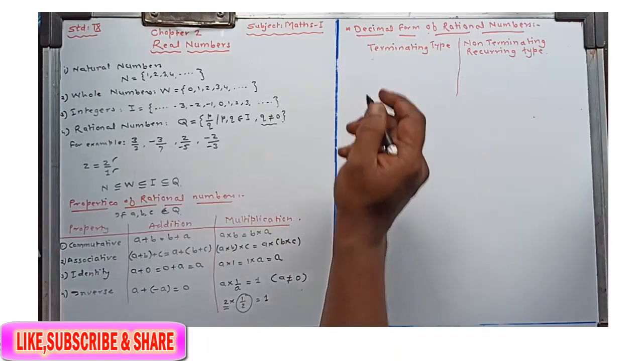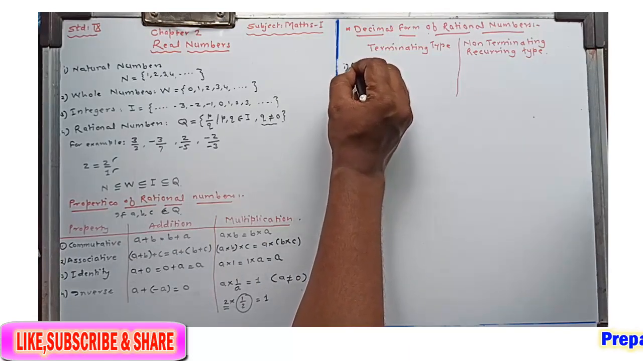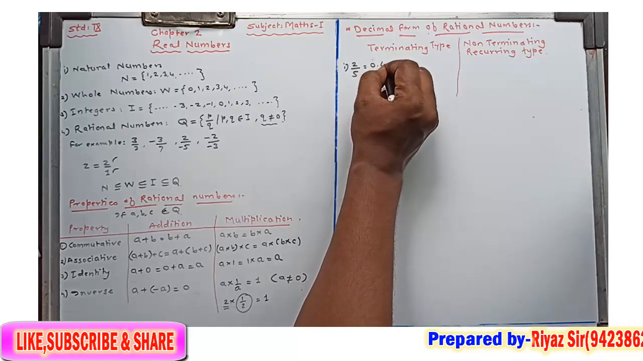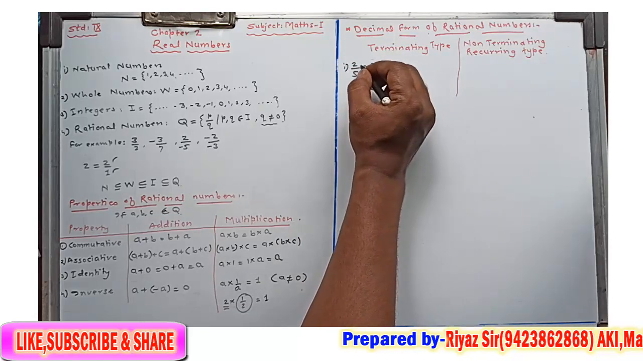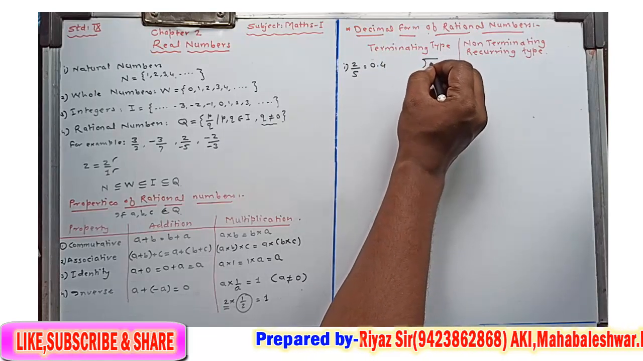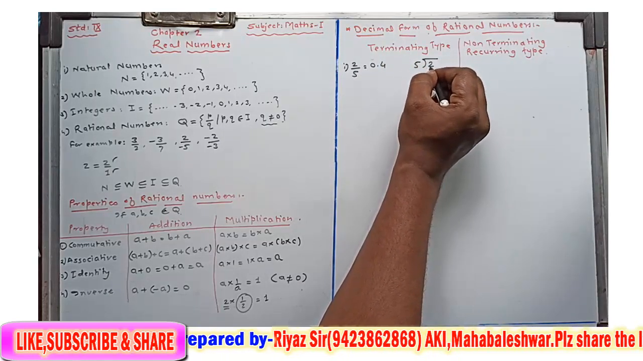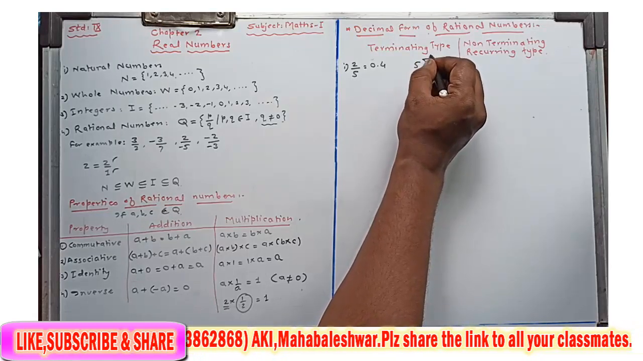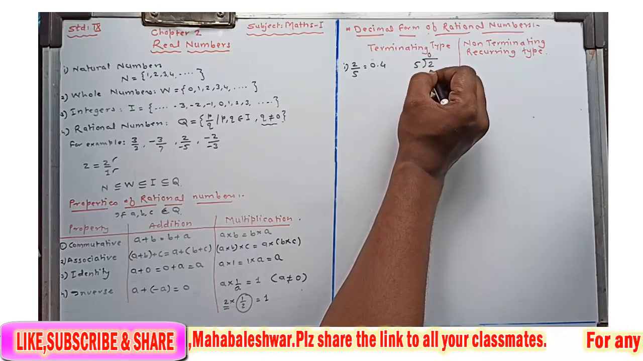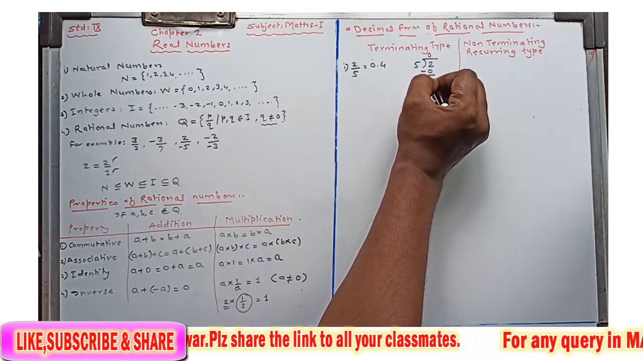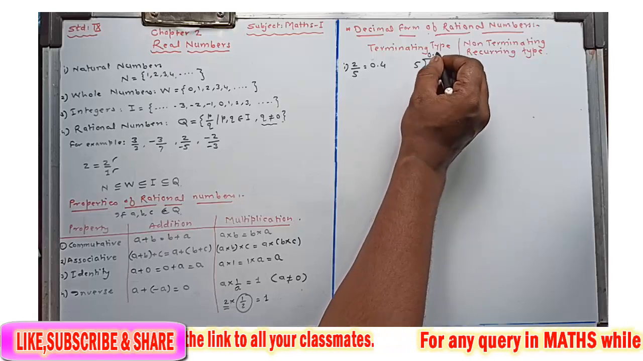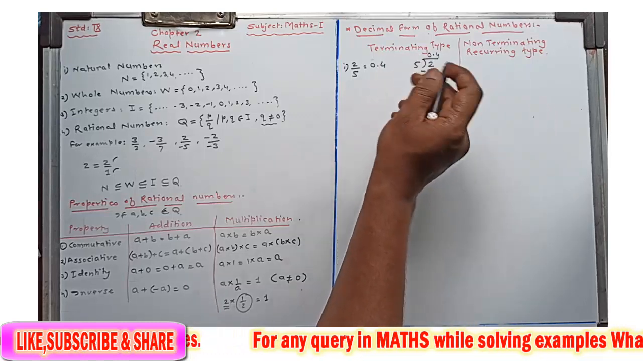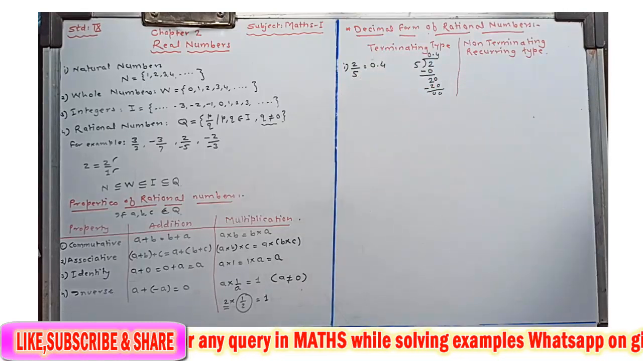For example, consider the first example as 2 upon 5. 2 upon 5 is 0.4. If you solve this, you will get it like this: we have to divide 2 by 5. This 2 is not divisible by 5, so we divide 2 by 5 first. 5 zeros are 0. So 2 minus 0 is 2. Take the decimal point, add 1 zero. Then 5 fours are 20. And 20 minus 20 is 0. So you will get 2 upon 5 is equal to 0.4.